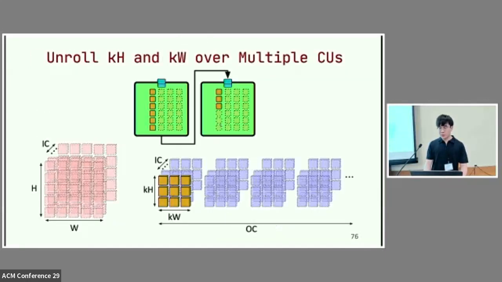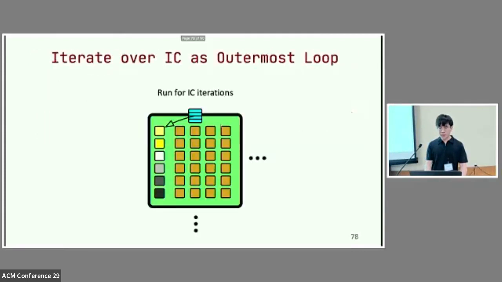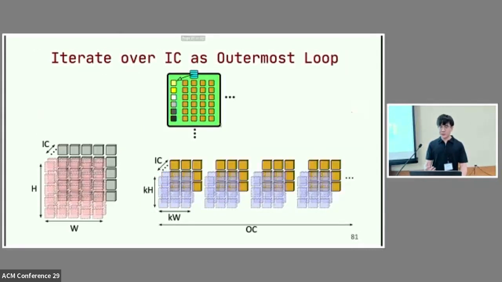In this example, we have kh equals kw equals 3, and each CU has 6 pipeline stages, and therefore after unrolling kh and kw, we need to map them to 2 CUs. And at last, we need to set the remaining dimension, which is IC, to be the outermost iteration. In this example, we would simply execute the innermost mapping IC times in order to complete the execution of this program. So that completes our analysis.